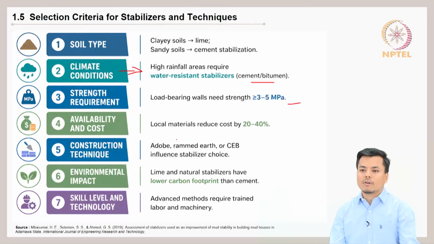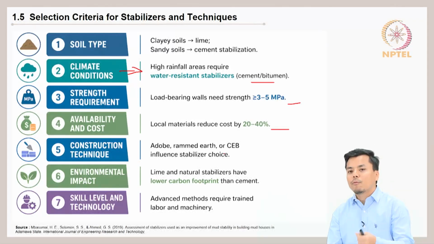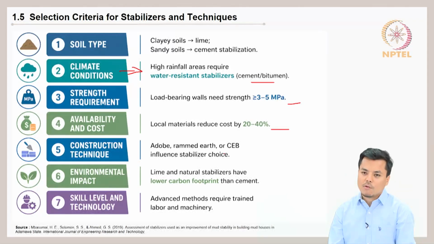The next is about availability and cost. Local materials reduce the cost by 20 to 40%. So whichever local material is available, you will add it as a stabilizer. Here you also have to name the locally available stabilizers that you will add to increase the quality of earth construction. The next is the construction technique specific. If it is adobe block or rammed earth, what different stabilizers will you add?